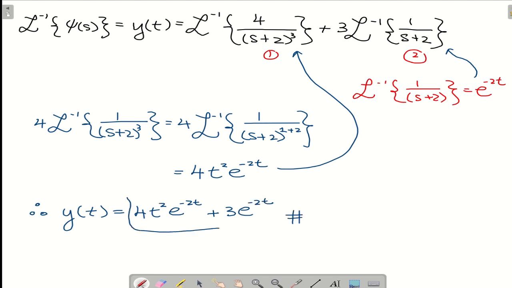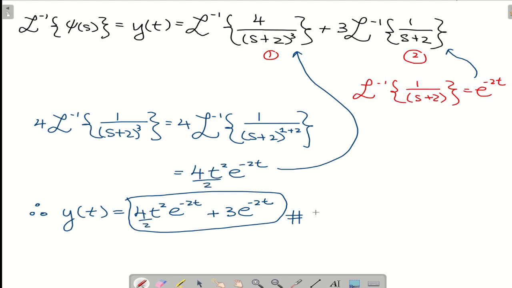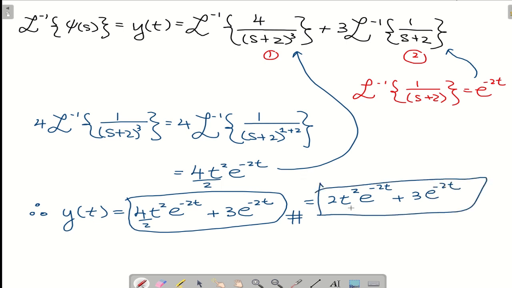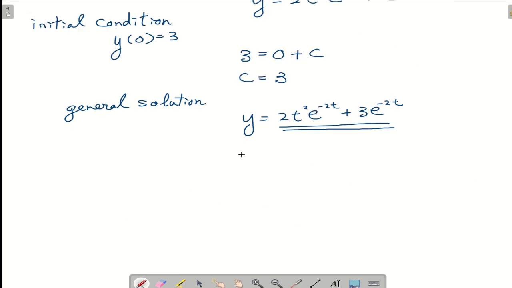So we check this answer with the answer in the previous question: 4t squared e to the minus 2t plus 3e to the minus 2t. Is this 4t squared? No, it's not 4t squared. Forget this. When you take the t squared out, you have to divide by 2. So this one has to be divided by 2. So the answer should be 2t squared e to the minus 2t plus 3 e to the power of minus 2t. And this is actually the answer. And we check this answer with the answer here: 2t squared e to the power of minus 2t plus 3 e to the minus 2t.